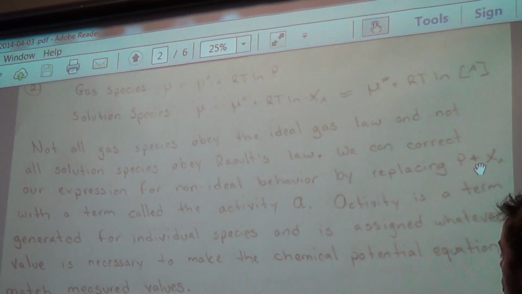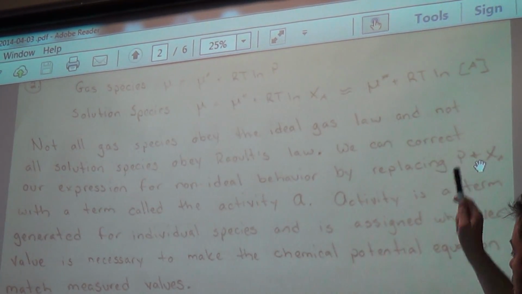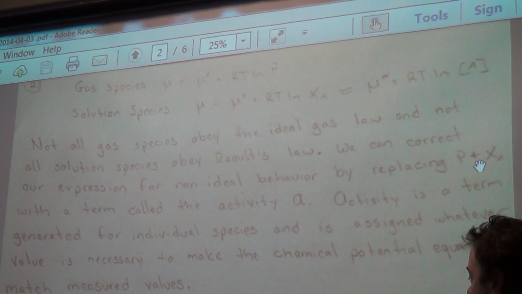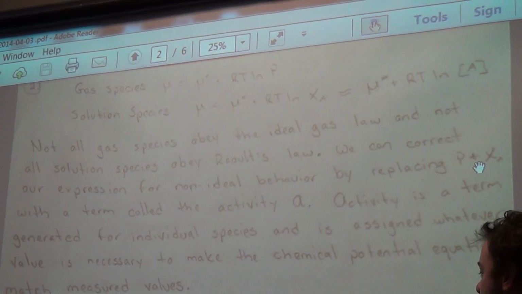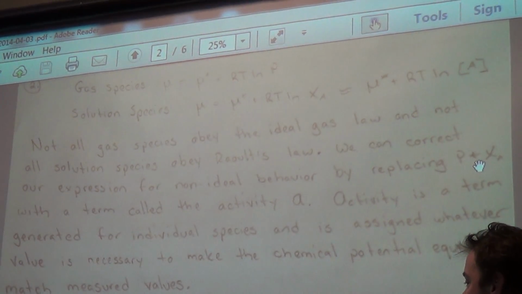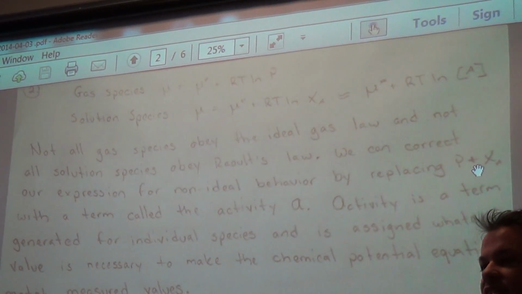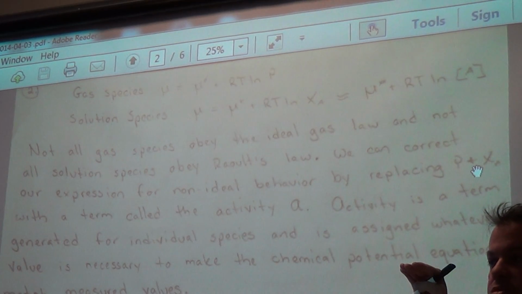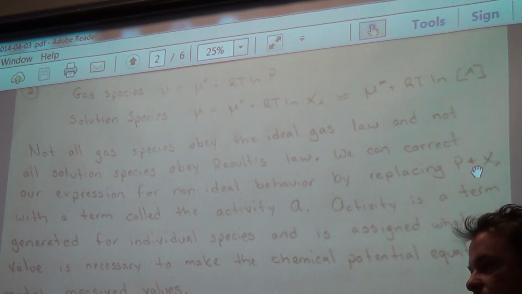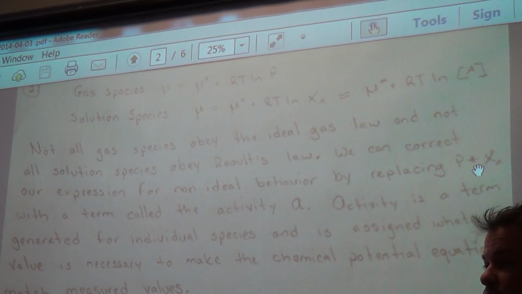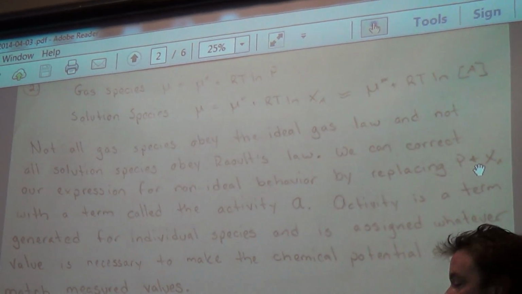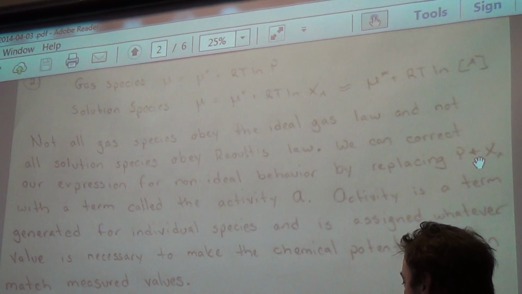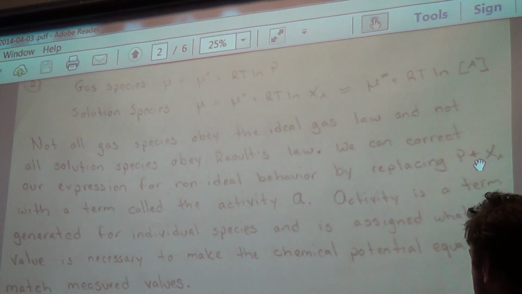And for those, we replace P or X_A with something called the activity. And the activity, if you're talking about a gas phase species, essentially is just some multiplier times the pressure of the ideal that accounts for what the actual pressure of the species is. If the pressure of the species isn't what you would expect from an ideal gas, then you observe what that pressure is, and you throw in a multiplier that accounts for that. And so your activity ends up being that multiplier times the pressure of the ideal species.